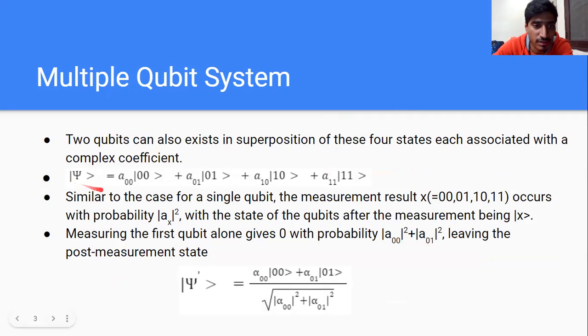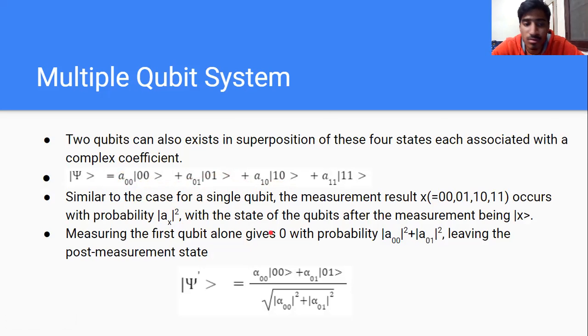Here is the example, this psi vector, and each of the vectors is associated with a complex coefficient, alpha 00, alpha 01, and so on. The sum of their squared magnitudes should be equal to 1, because it will then satisfy the probability condition. And if we want to measure this 00 vector, then we will measure it with probability |alpha 00|².